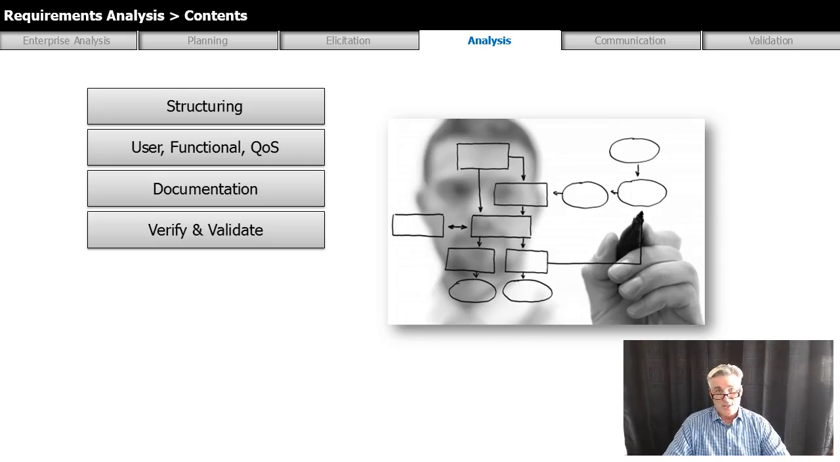As far as analysis goes, one of the things that I always tell students is I can't make you analytical. The fact that they are analysts means that they're most likely analytical. So what I do is I teach them what to look for. So in that regard, we're going to teach them how to structure requirements, and then more importantly, how to identify: is this a user requirement? Is it functional? Is it a non-functional, or what we call a quality of service requirement? More importantly, how to put all that together in documentation.